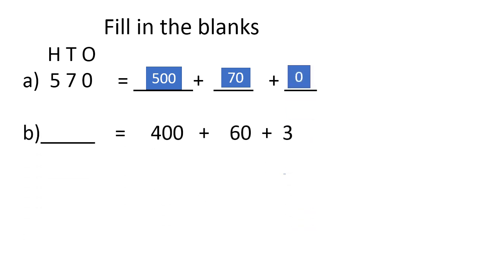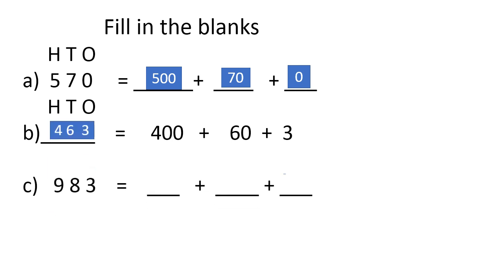Now in B part, here we have been given the expanded form, and we have to write the short form. So first of all, we will write places on it. Now you can see that beta, at ones place there is a 3 and tens place, because 60 is given, it means 6 tens and 4 hundreds are given, so 4 is at hundreds place. So how we can write it? 463.